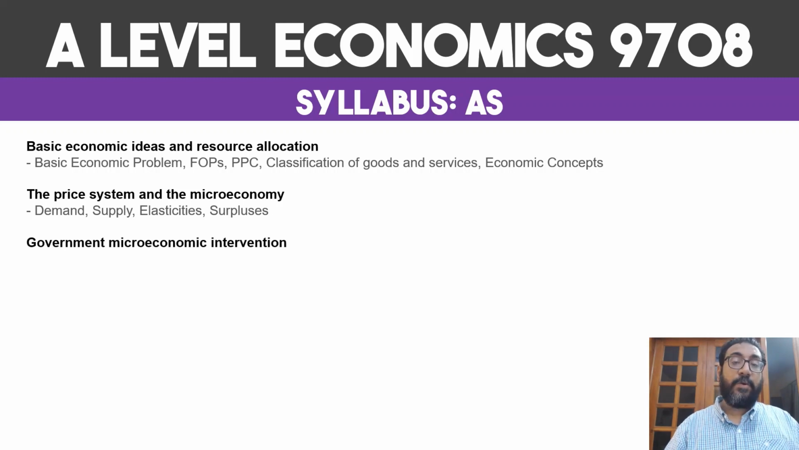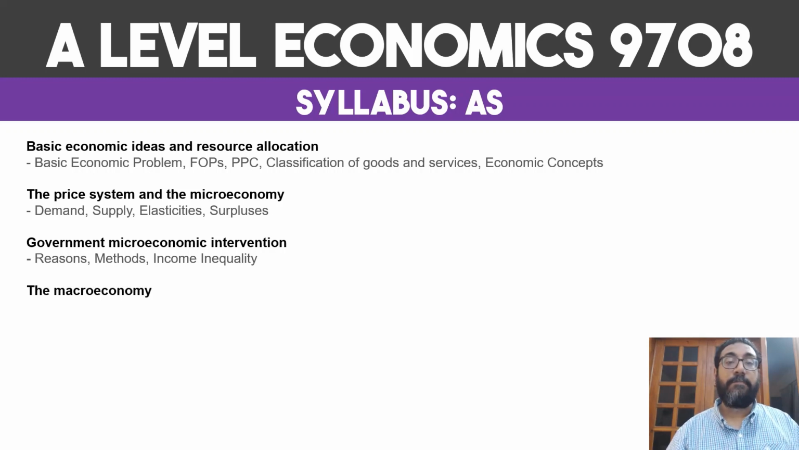Then we go to government microeconomic intervention. Microeconomics means of an individual market, right? An individual market, that is, the market for chocolates, the market for cars. When you're analyzing individual markets, or individual households, you're talking about the microeconomy. So why would the government want to interfere in the operations of a market? What are the reasons, what are the methods, and how does the government ensure that income inequality is reduced?